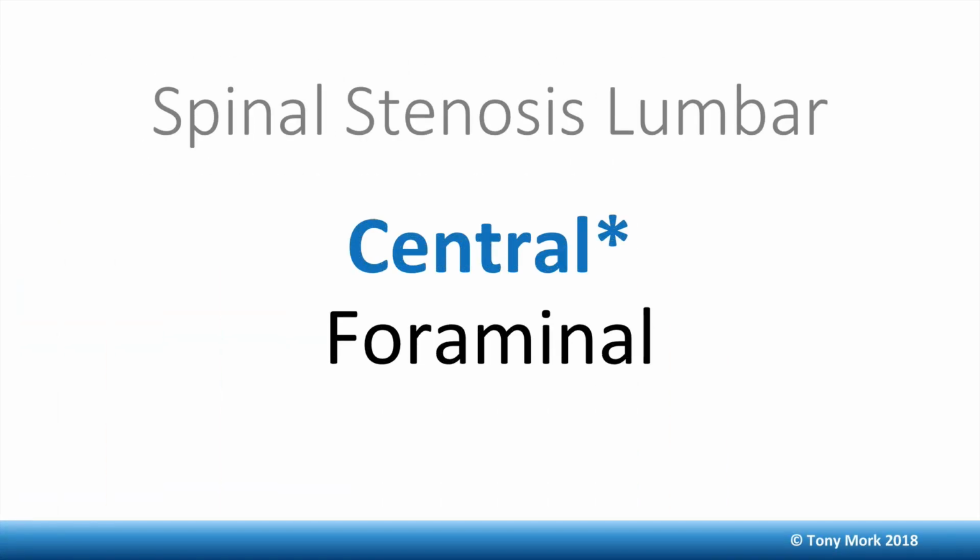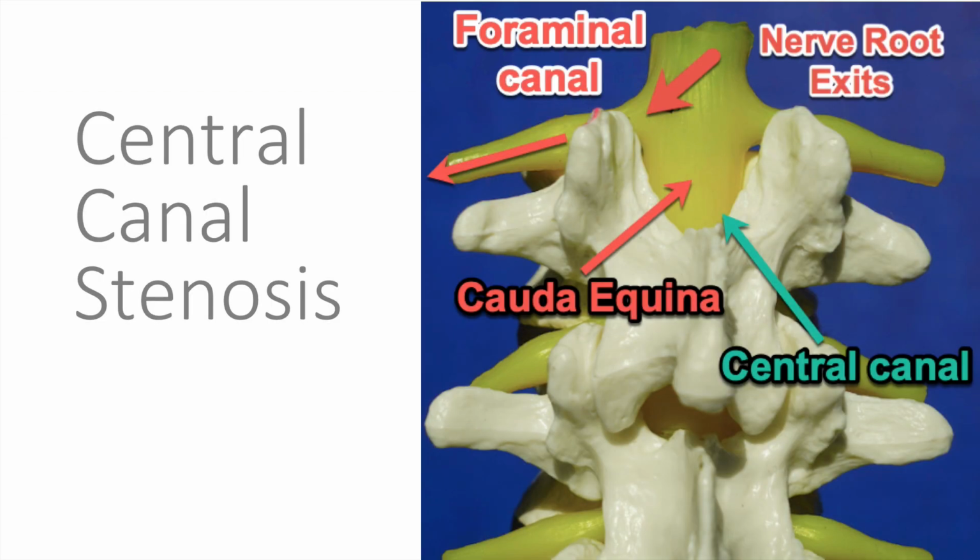Spinal stenosis in the lumbar spine can occur in two locations. Inside the big canal is the central canal, and it can also occur in the foraminal canals, which are the little side channels that the nerves actually take a pathway out of the central canal. Today we're going to talk about central canal stenosis.